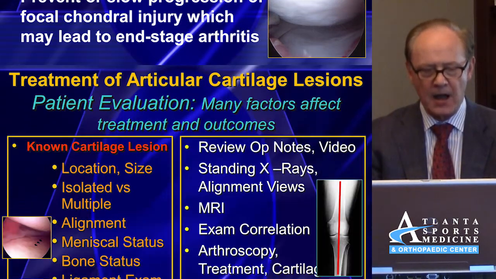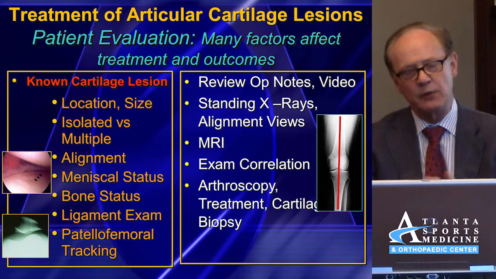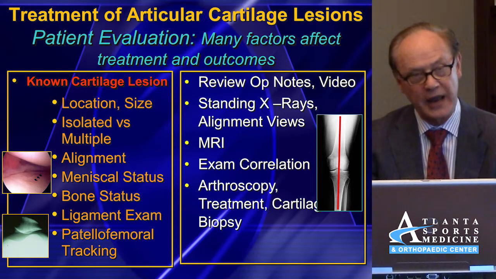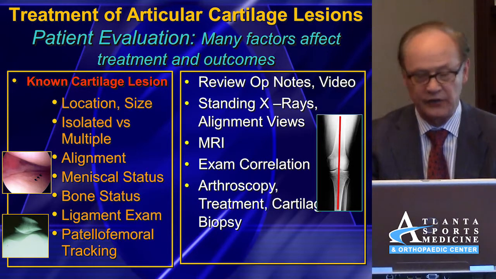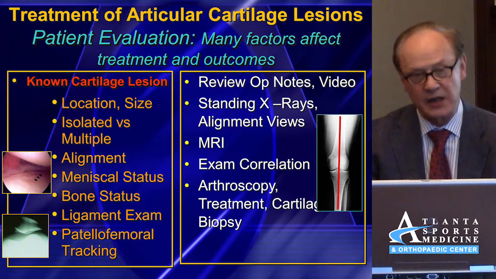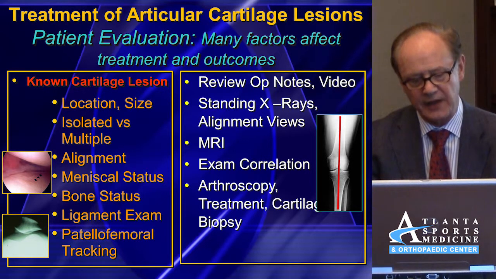Well, what kind of things do we need to know as we evaluate patients with articular cartilage injuries? We want to know the size and location of the cartilage injury. Is it 1 or is it 3 or is it 2 defects inside the knee? We want to see what the alignment is. Is the person bow-legged or knock-kneed? Do they have a kneecap that slips in and out of place? All these things can affect the environment inside the knee.